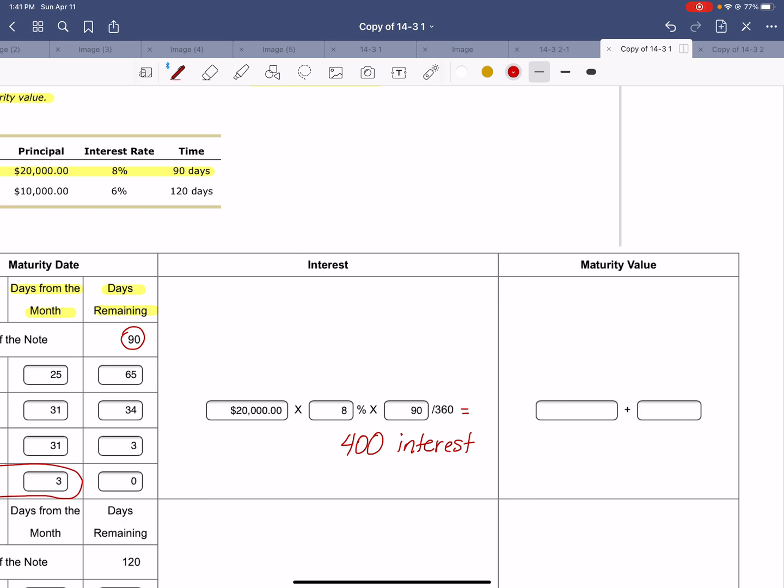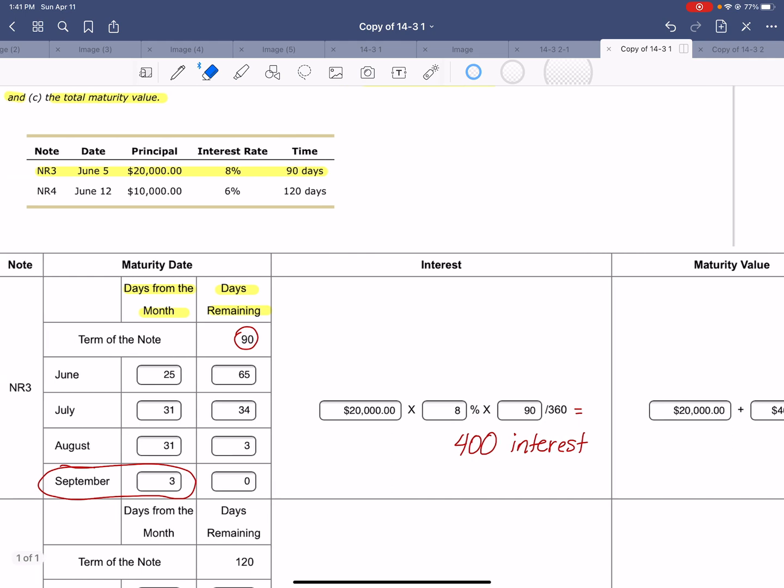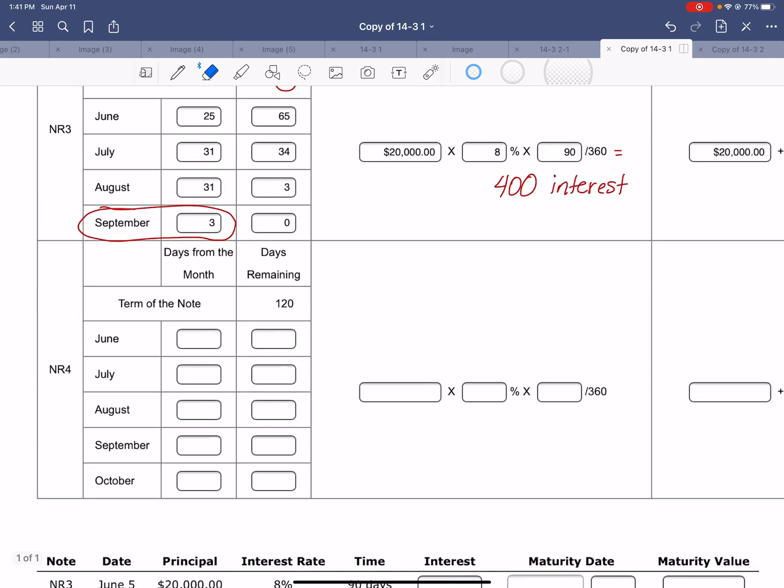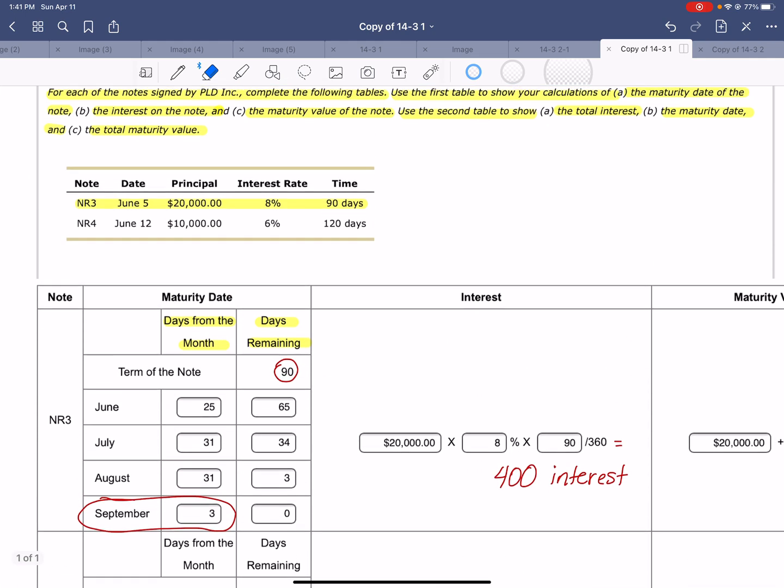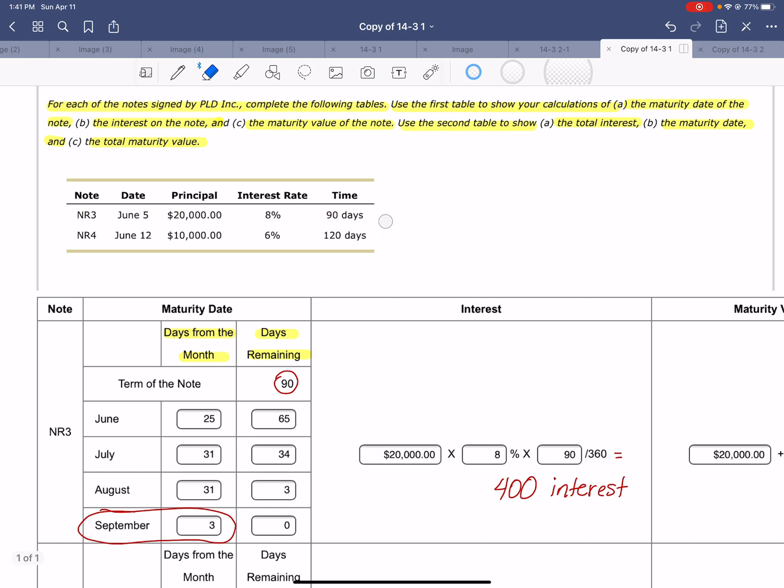Then we're going to take our principal of $20,000 plus our interest, and that would be our maturity value. So the maturity value of this note is $20,400. Moving on to the second note. The second note is here. It's June 12th, the date of the note.